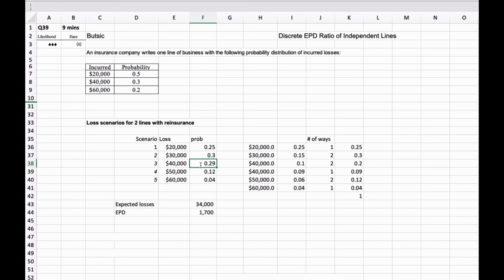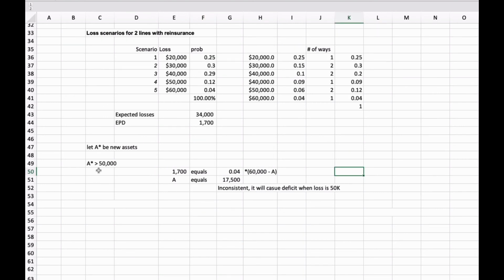Lastly, combine the probability for losses with the same amount, in our case, 40,000. Use SUMIF or do it manually. A reasonability check is the probabilities sums up to 1. Sum product probability and losses to get expected losses. Multiply it with 5% to get EPD equal to 1700.